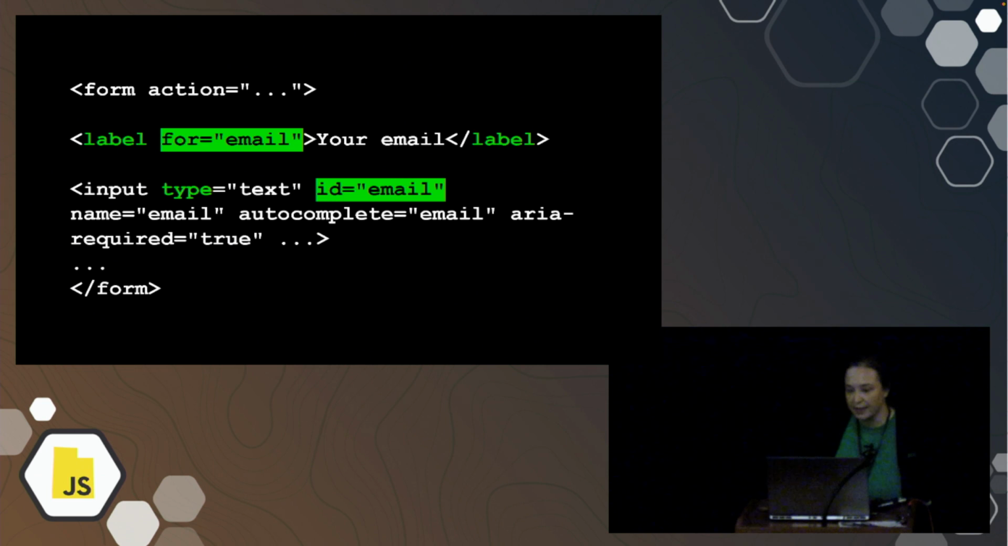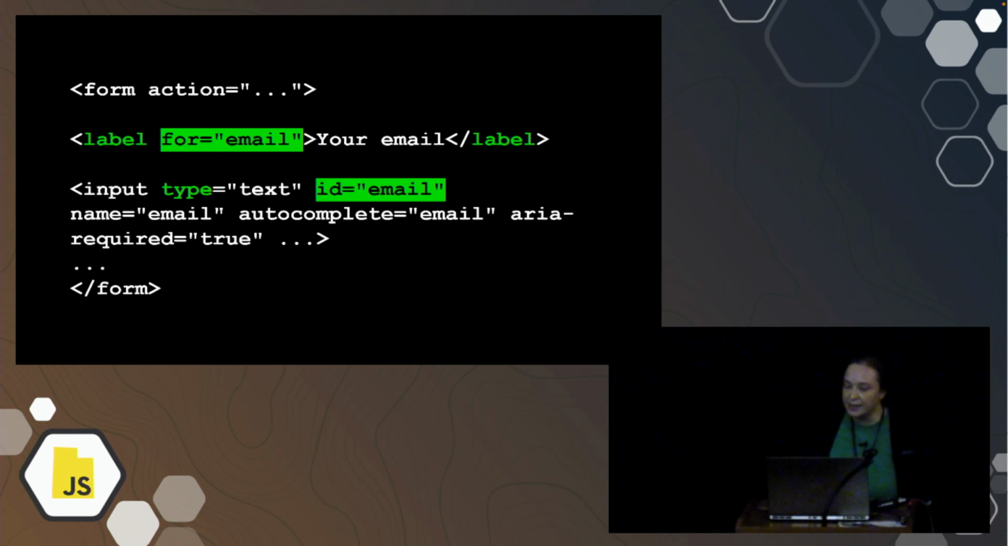One, you can't click on the label to get focus on the form field if they're not programmatically linked. This is particularly important for radio buttons and checkboxes, which have a really small hit area. If you have your label and your input programmatically linked, then you can click on the label to actually select that checkbox or radio button.